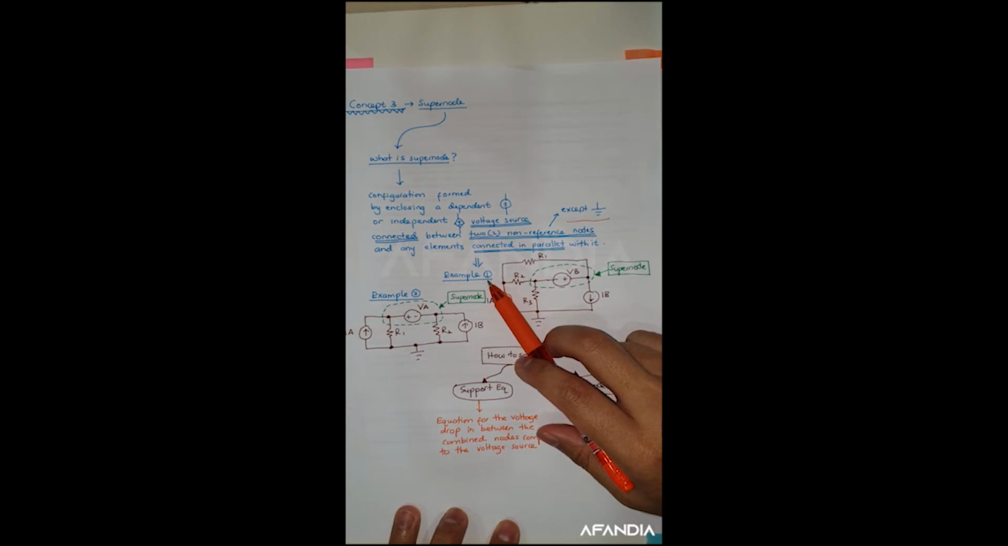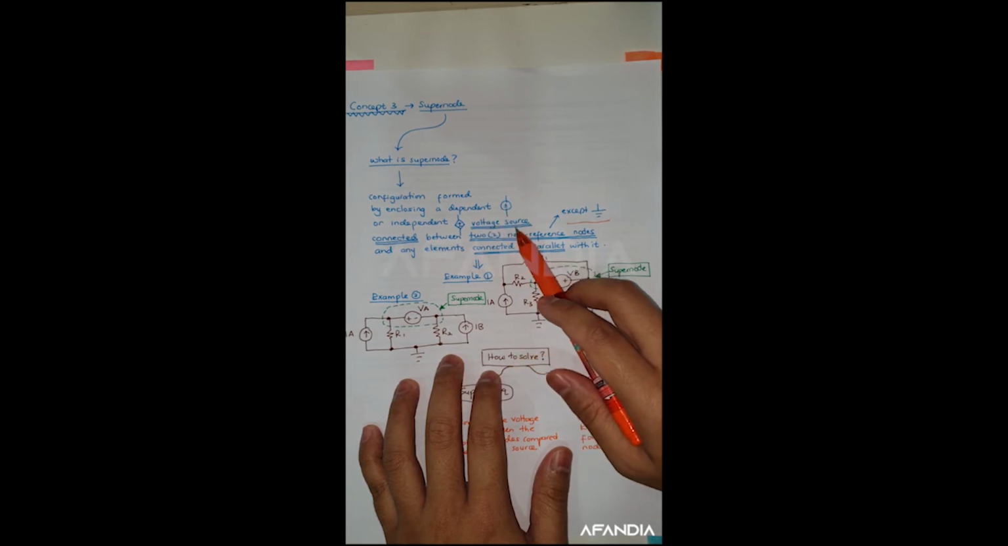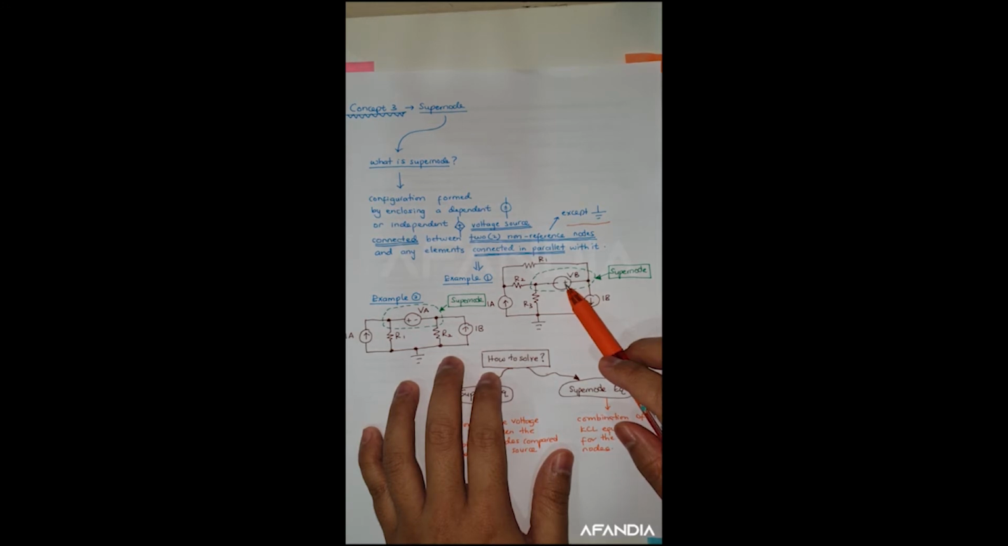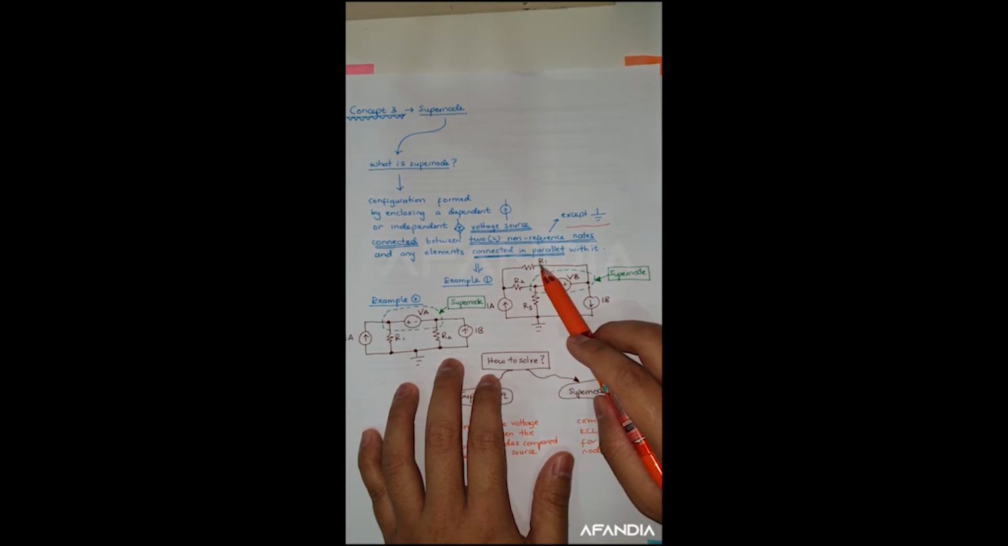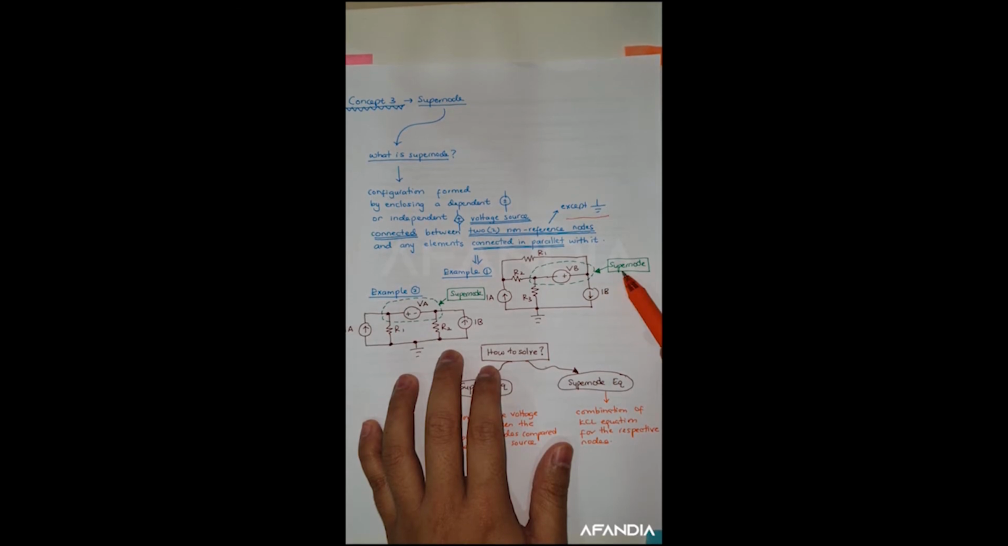Let me explain the first example. Look, this is your VB, which is your dependent voltage source. So this is the supernode situation. Why? Because VB is formed by enclosing a dependent voltage source connected between two non-reference nodes, this is one, this is two, and any elements connected in parallel. So R1 is connected in parallel with it. So this VB here, in this green line, is your supernode condition.